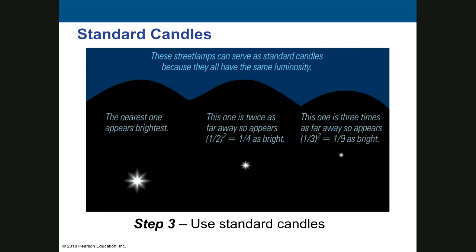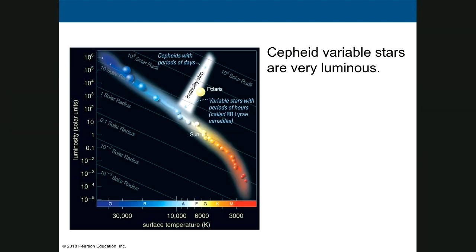So this is an easy example of a standard candle. So you'll notice that these are 3 different lights. Now they're all the same exact candle, so they have the same luminosity, right? But they're different distances away, and you can observe the decrease in brightness, right? So this one, you double the distance, you lose 75% of your brightness from the original. And then if you go 3 times as far away, then you lose 90% of your brightness, okay?